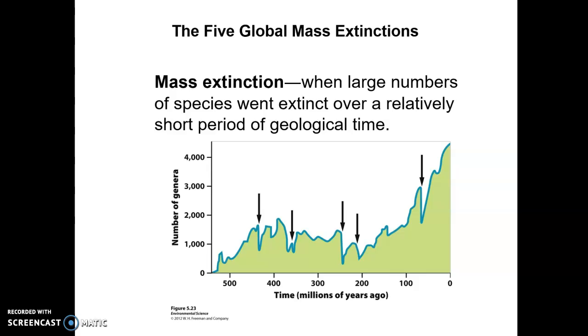And then as a result, there were massive starvations and large numbers of species went extinct. Some of these others are less well known. They may have been caused by dramatic shifts in climate or asteroids and meteorites hitting the Earth, and a lot of these are not yet well understood. Okay.